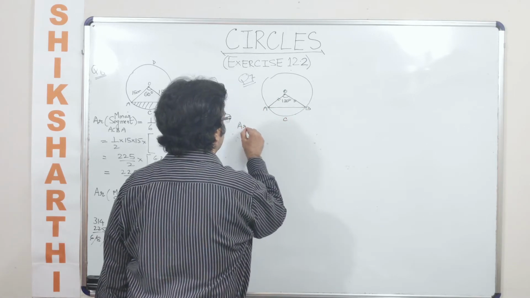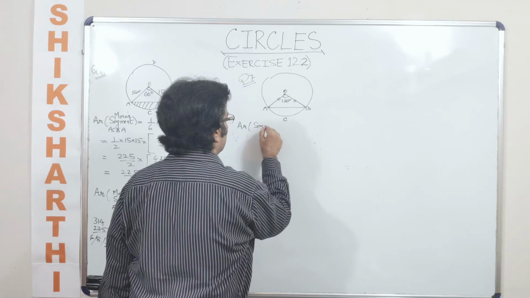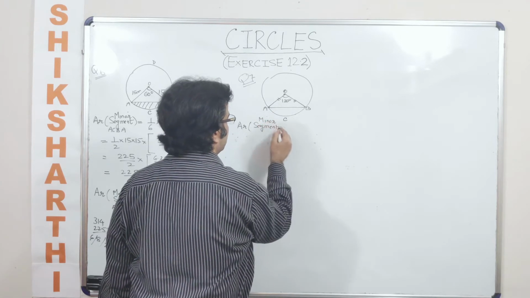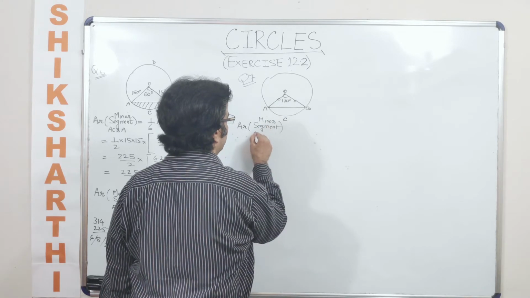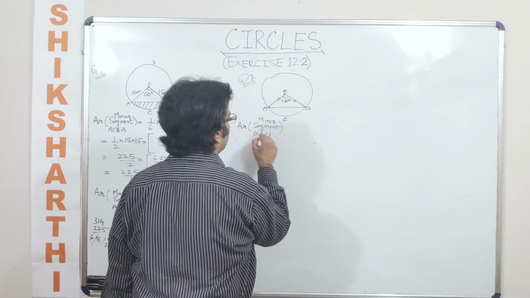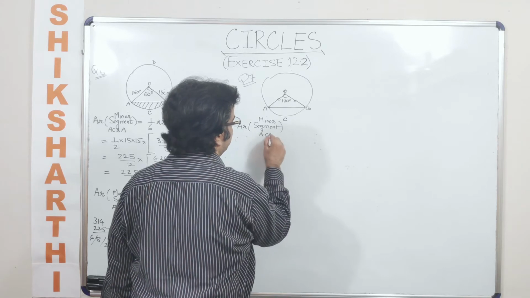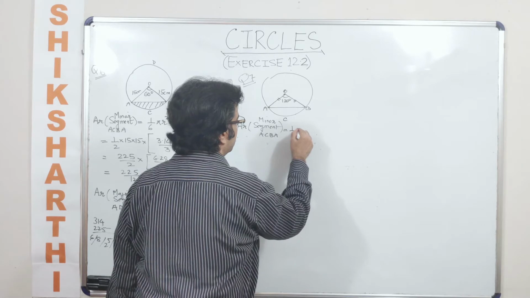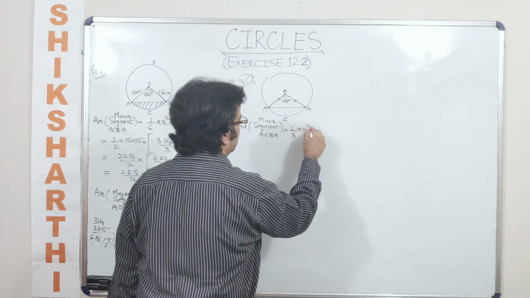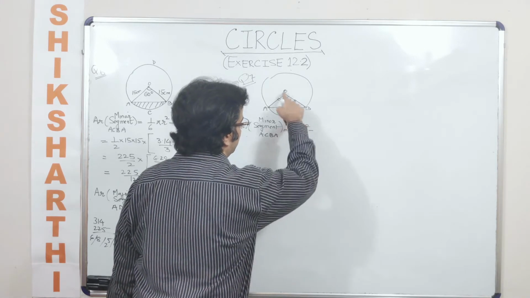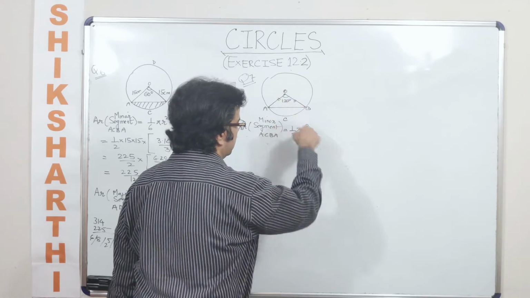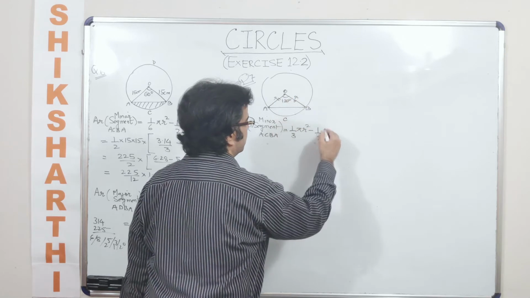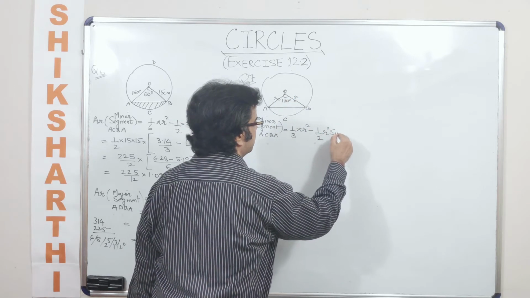So the area of the segment, and now here we are talking about the minor segment, will be nothing but, and the minor segment that we are talking about is ACBA. That is 1/3 the area of the circle minus the area of the sector, which is 1/3 of the area of the circle, minus half of, now since this is r and this is r, r square sine theta.